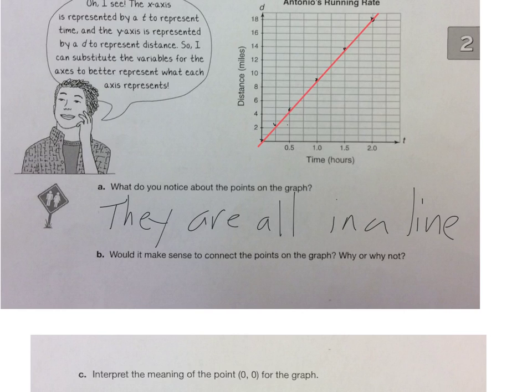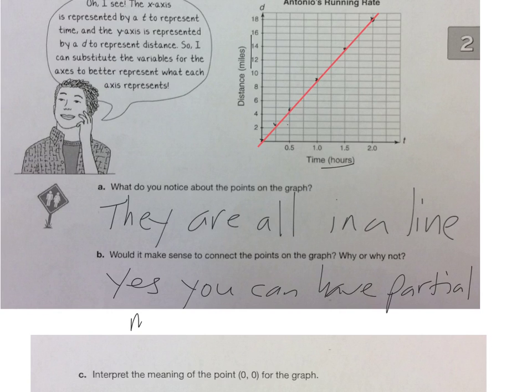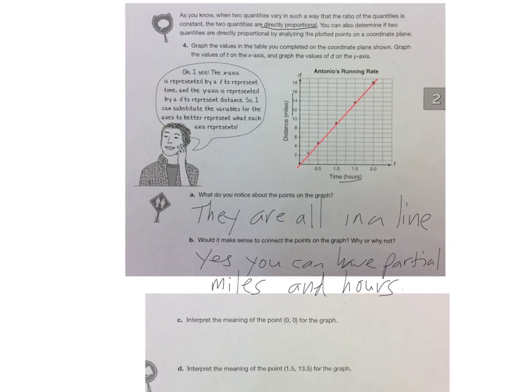And now this is where it talks about, would it make sense to connect the points in the graph? Why or why not? Is it discrete data, or is it continuous data? So I'm thinking, is this discrete where each thing represents a number on its own and you don't have in-between values? I would say yes, we want to connect this. This is continuous. You can have partial miles and partial hours. So, for the purpose of what I'm looking at here, I think we could definitely connect this.